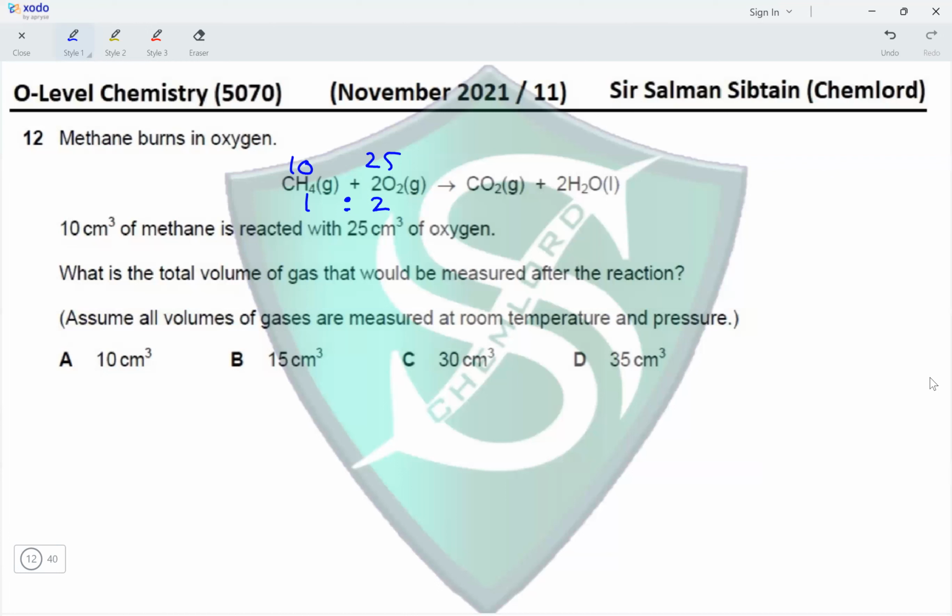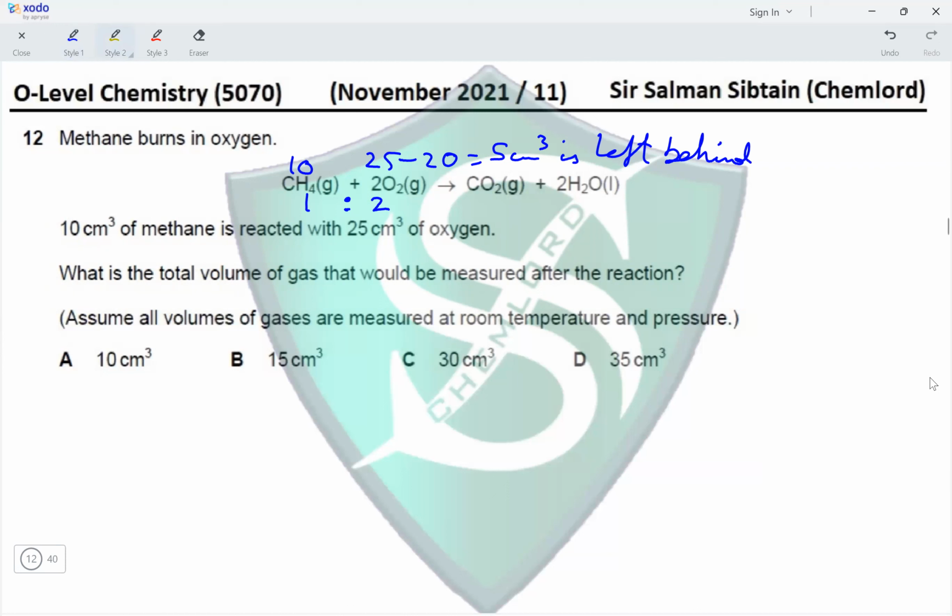of methane, it would react with 10 times 2 is 20, 20 cm cube of oxygen, which means 5 cm cube of oxygen is left behind. So 5 cm cube of oxygen would be present after the reaction has been completed.